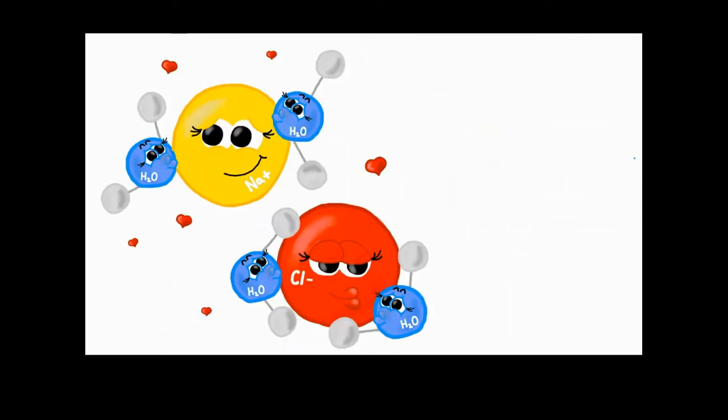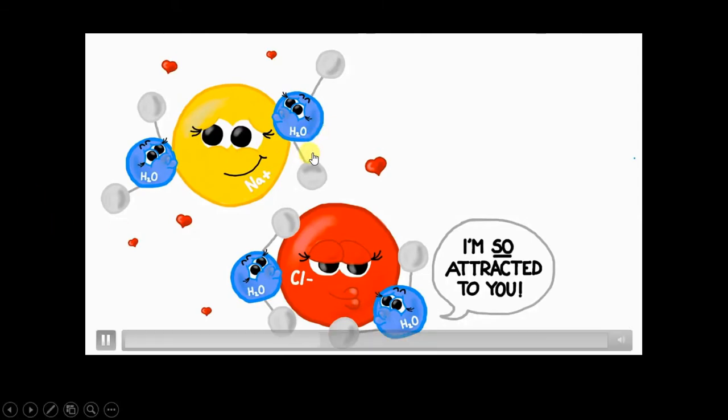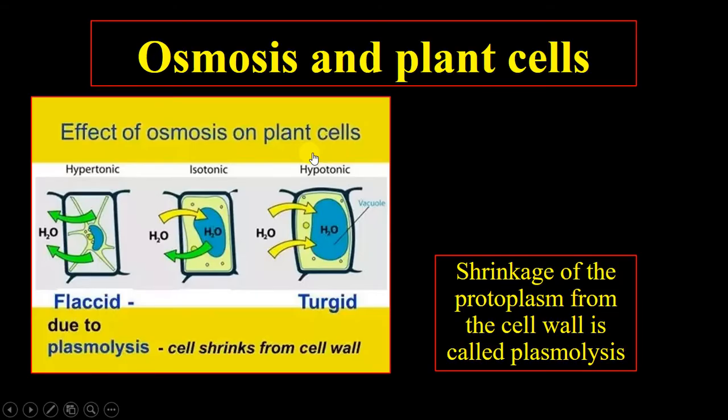Water molecules are highly attracted to salt molecules. They cluster around salt and really don't want to move. The positive parts of the water molecule stick to the negative parts of the sodium. Let's continue, and we will talk about osmosis in a plant cell.